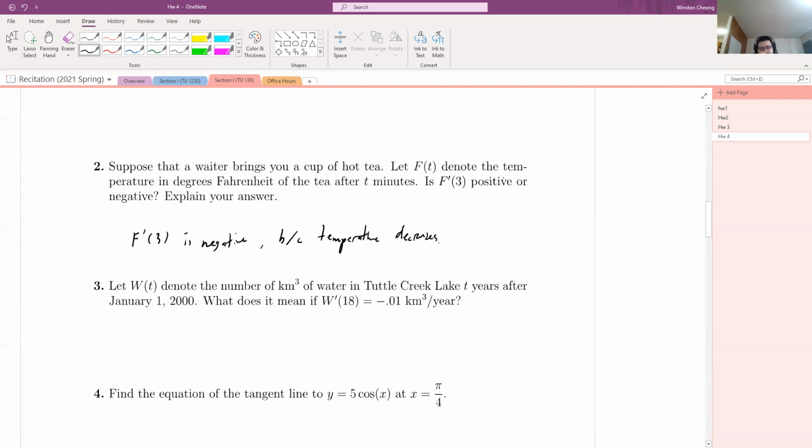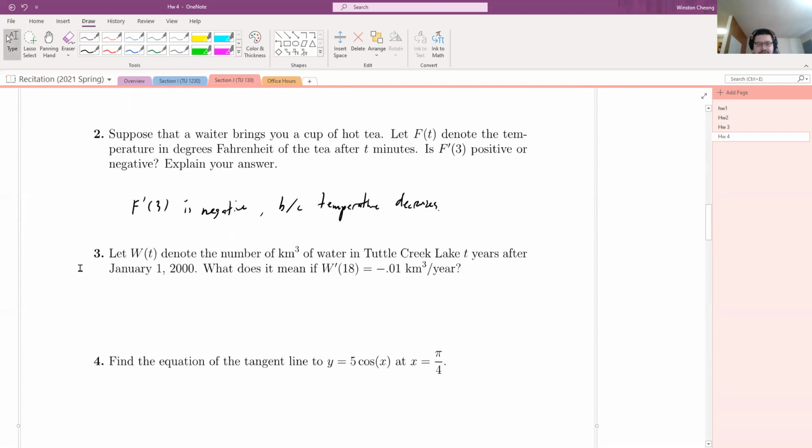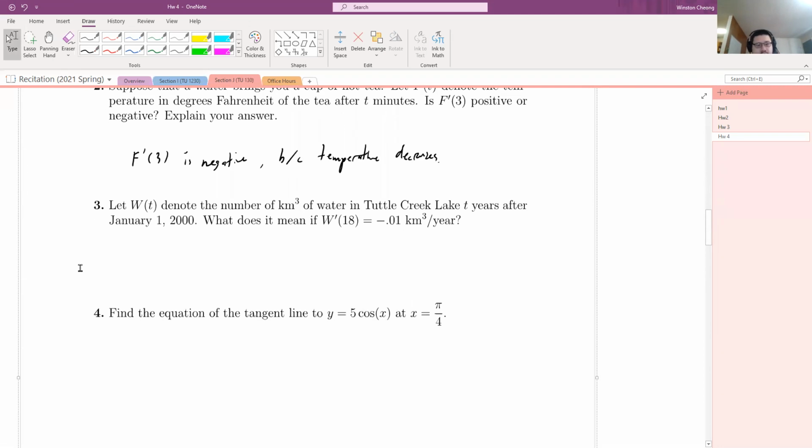Right, and that's simply because the beverage is hotter than the ambient temperature around it. If you were given a cold beverage, like iced water or something, then you would expect that the change in temperature will be increasing. Right, so that should make sense.